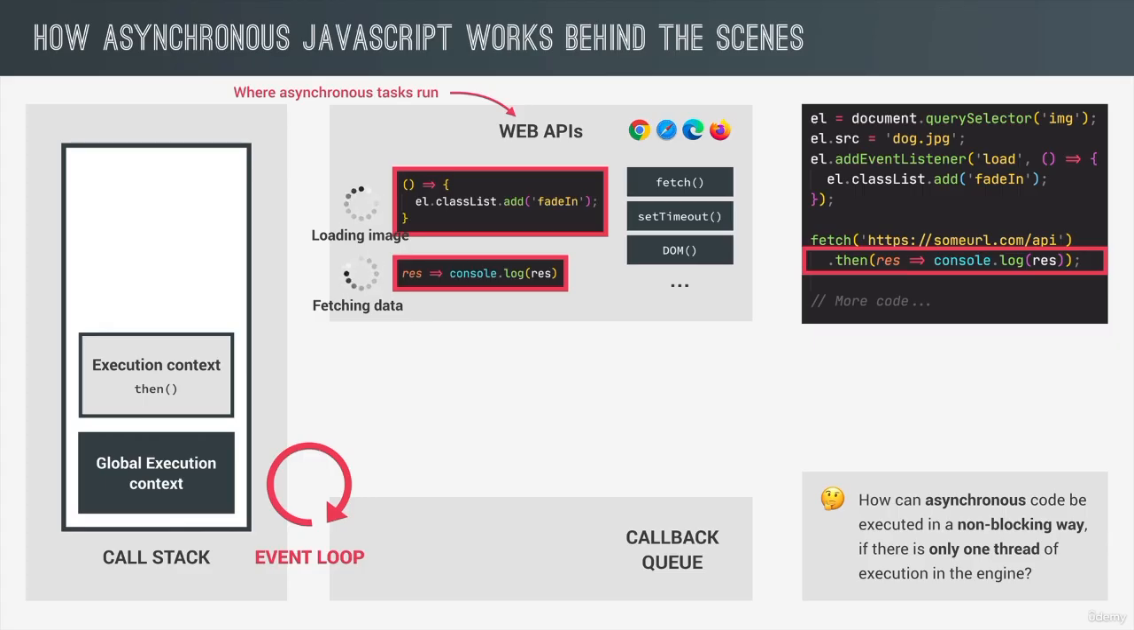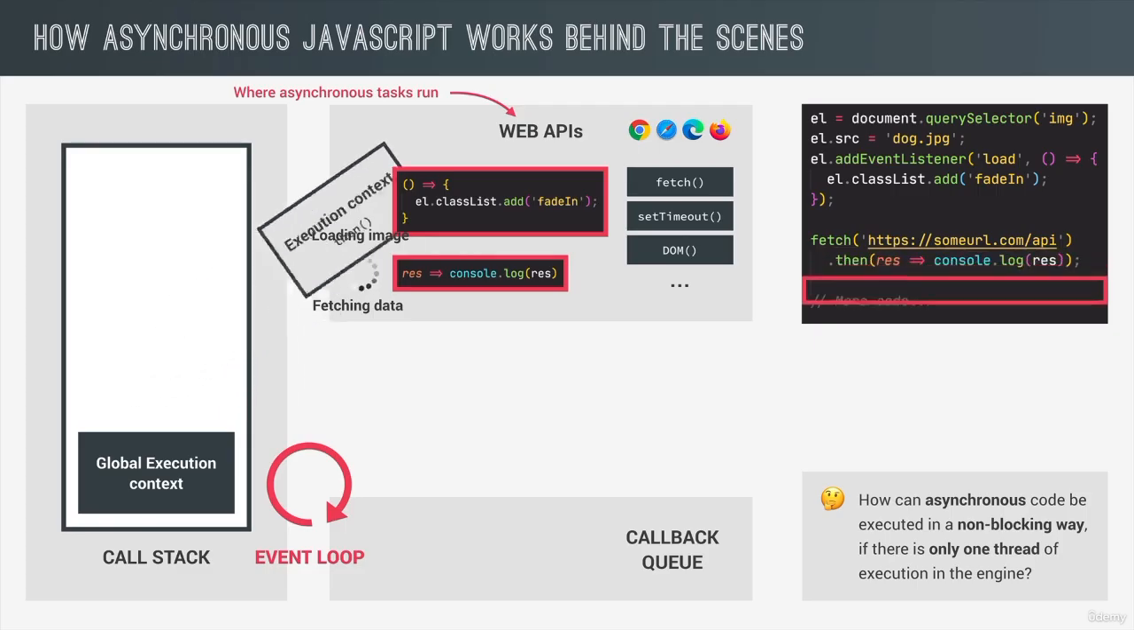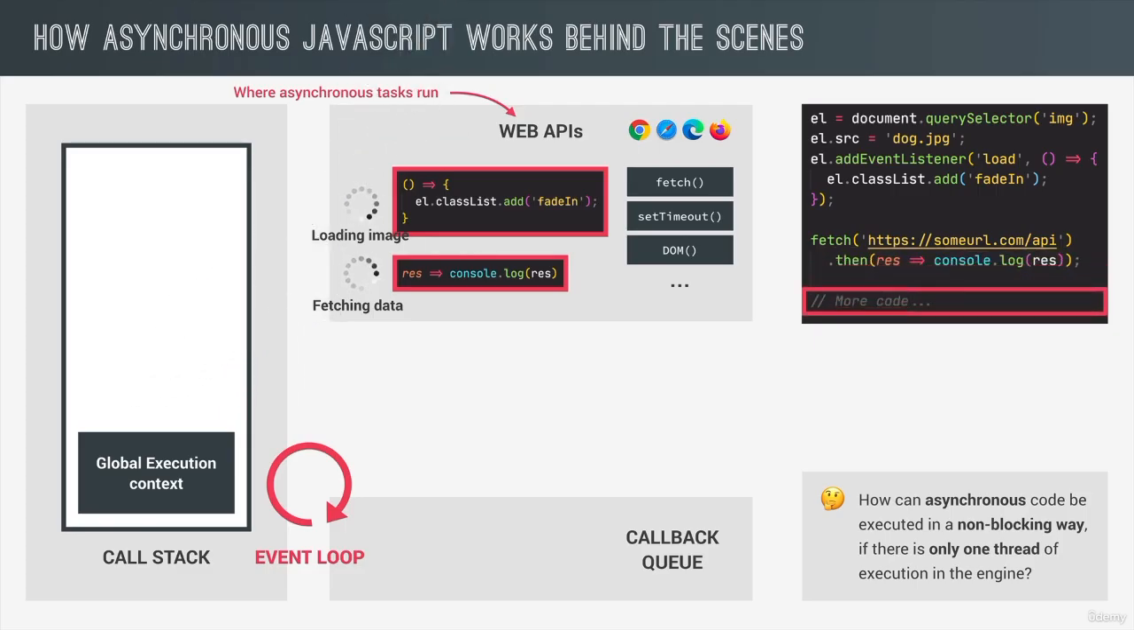So with this, we have now executed all the top-level code, so all the code that is not inside any callback function, in a synchronous way. We also have the image loading in the background and some data being fetched from an API. And so now it's time for this to get really interesting. Let's say the image has finished loading, and therefore the load event is emitted on that image.